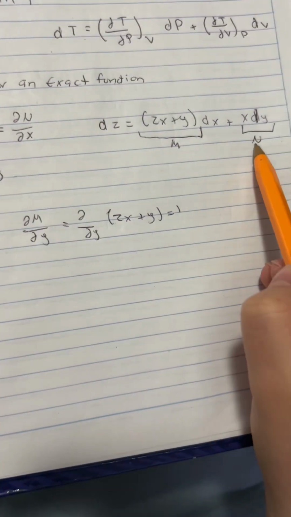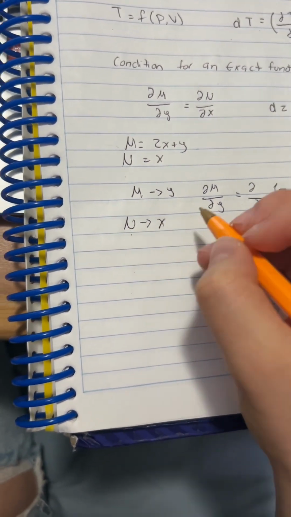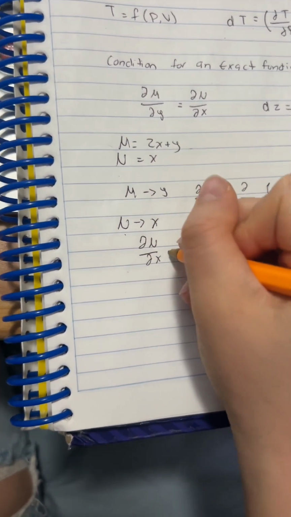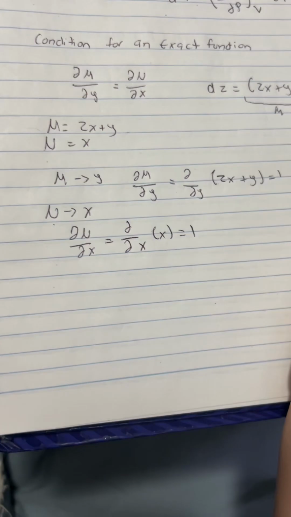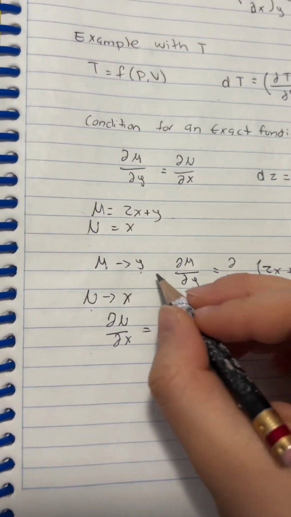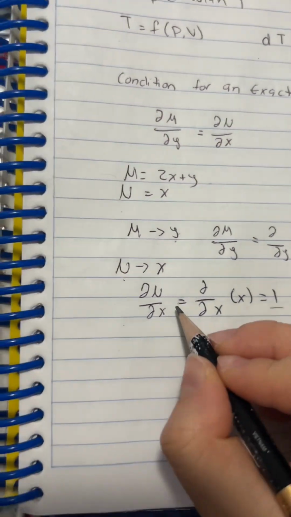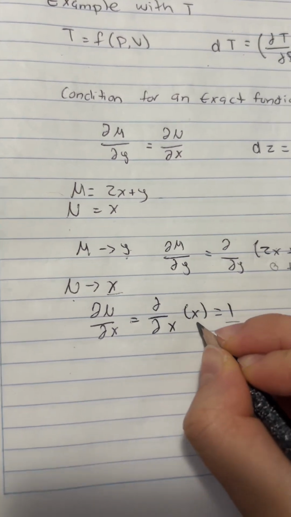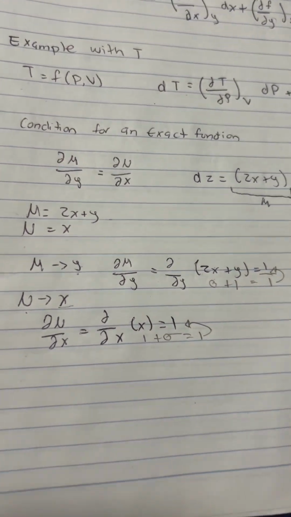And now we have N with respect to x, the partial of N with respect to x, which equals 1. But why does it give us 1? Well, in the first case, we are differentiating with respect to y, so 2x gives 0 because it has no y, plus 1. So here is 1. And here it's with respect to x, so we only have 1x and we don't have y. Therefore, it's plus 0, equals 1. So here is our result.